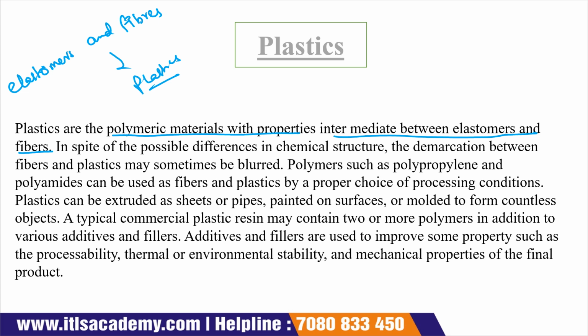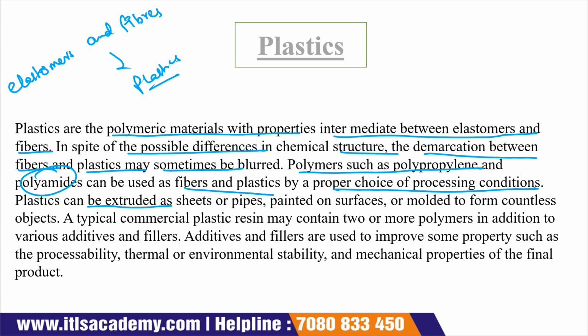In spite of the possible differences in chemical structure, the demarcation between fibers and plastic may sometimes be blurred. Polymers such as polypropylene and polyamide can be used as a fiber and plastic by a proper choice of processing condition.